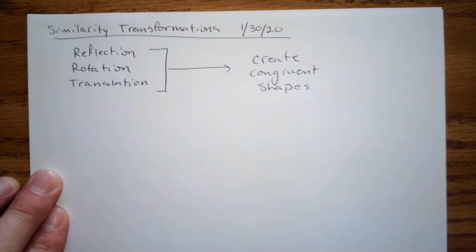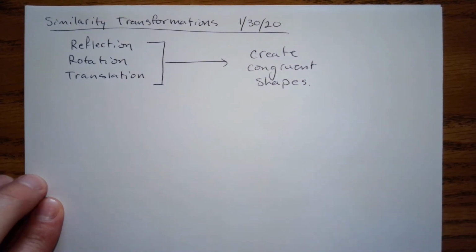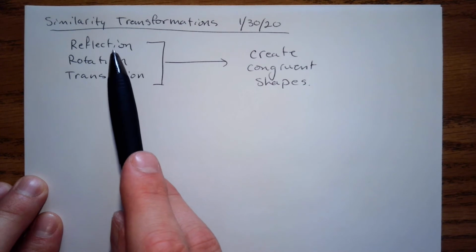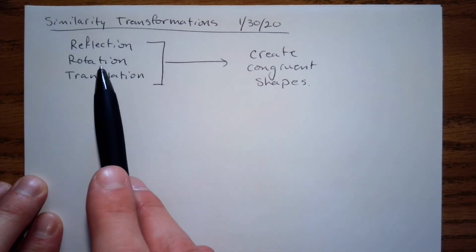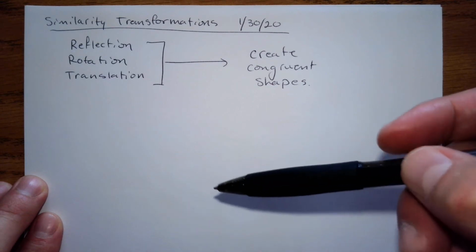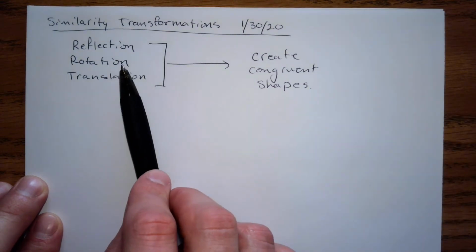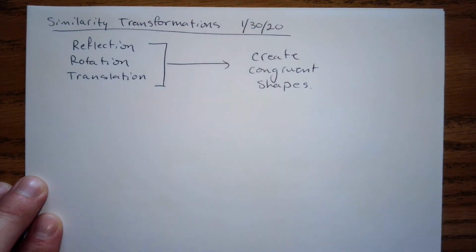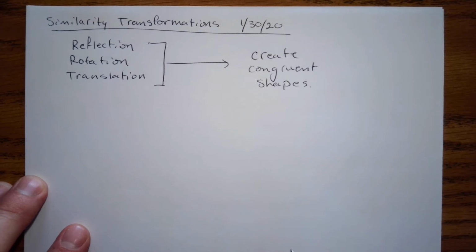So those three create congruent shapes: reflection, rotation, and translation. Reflection is just where something's flipped over an axis. Rotation is where something spins. And translation is where something stays in the same orientation but just slides somewhere. All those create congruent shapes. You're not changing the size. You're just moving it around.